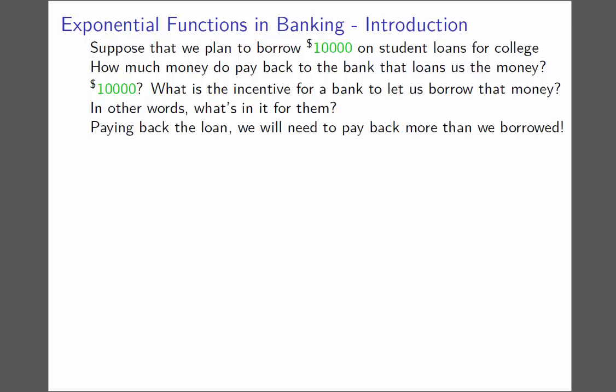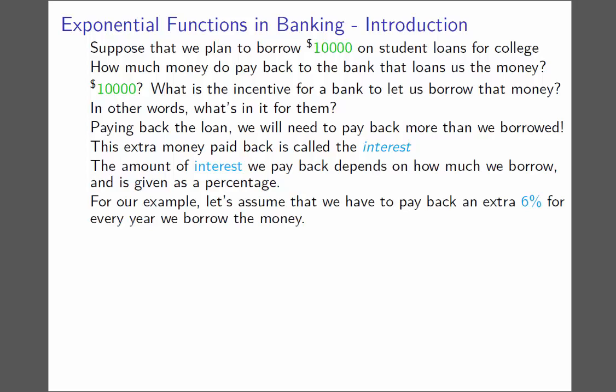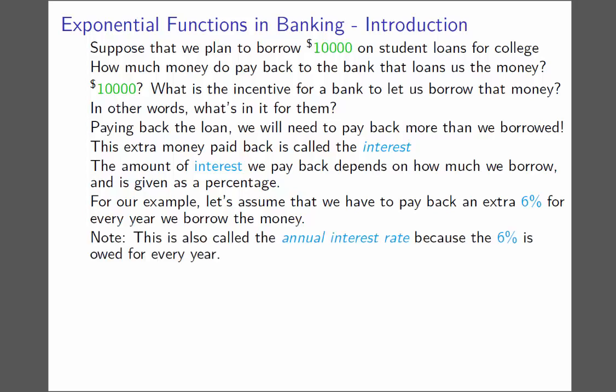Paying back the loan, we will need to pay back more than what we borrowed. This extra money paid back is called the interest. The amount of interest that we pay back depends on how much money we borrow and is given as a percentage. For our example, let's assume that we have to pay back an extra 6% for every year we borrow the money. This is called the annual interest rate because the 6% is owed every year.